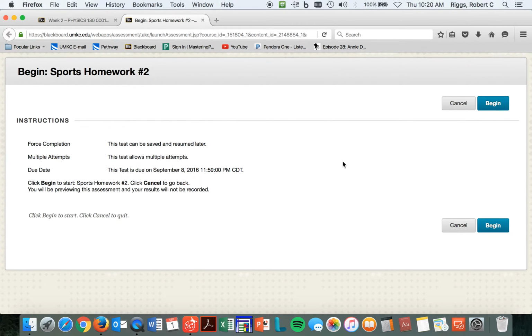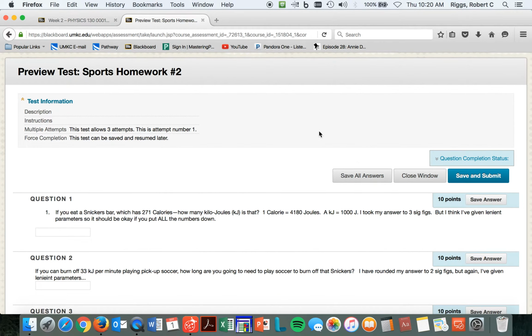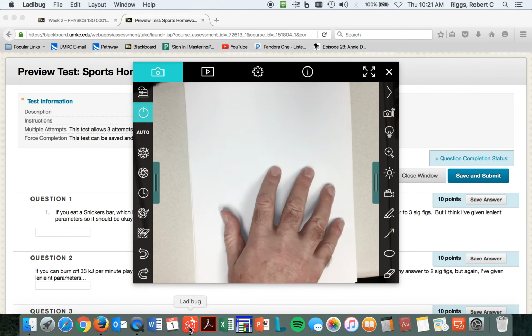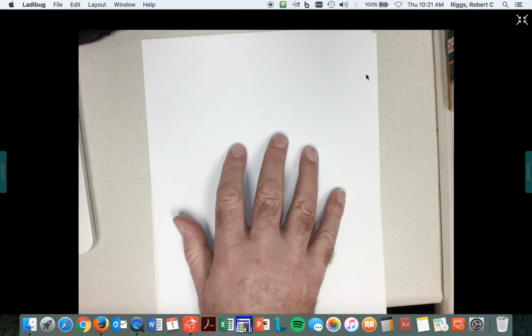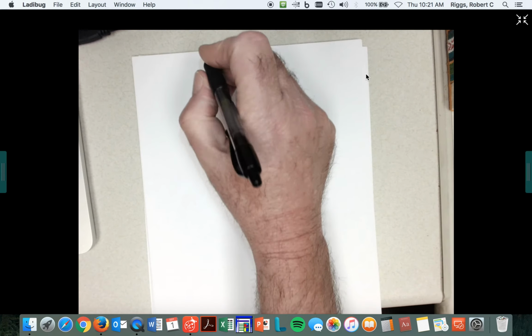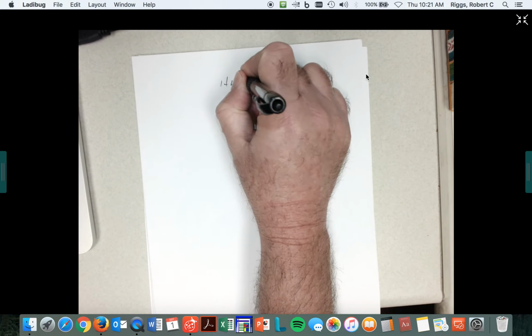So let's just begin. If you eat a Snickers bar that has 271 big calories, how many kilojoules? Remember, we're talking about kilojoules. Let 1 calorie equal 4,180 joules, and 1 kilojoule equal 1,000 joules. It's okay if you put all the numbers down in here. If you're going to convert 271 calories, look at homework 2 notes.